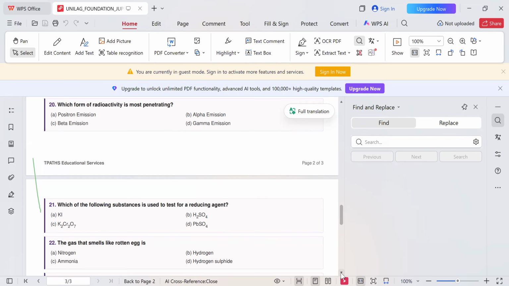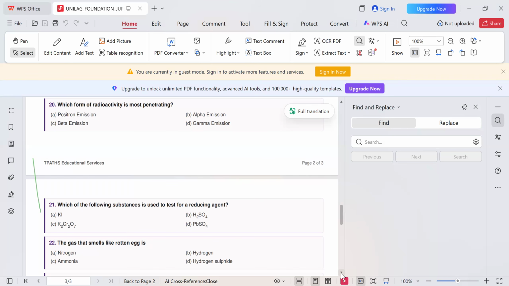Number 21, which of the following substances is used to test for reducing agents? Now, what do you call reducing agents? Reducing agents are agents that undergo oxidation. I talked about it in the last class. Whenever something is undergoing oxidation, it is what we call a reducing agent. That means OIL RIG: oxidation is going on, so it is a reducing agent.